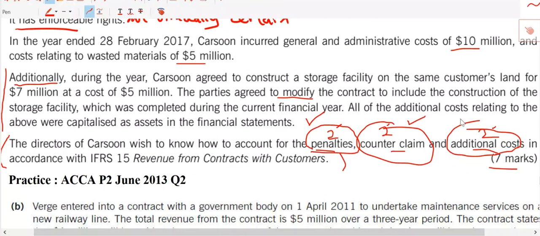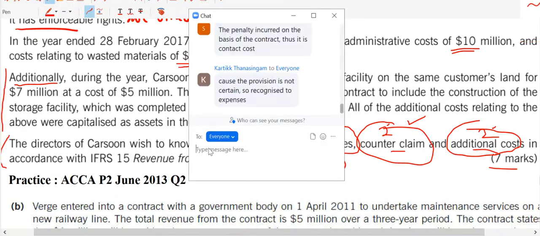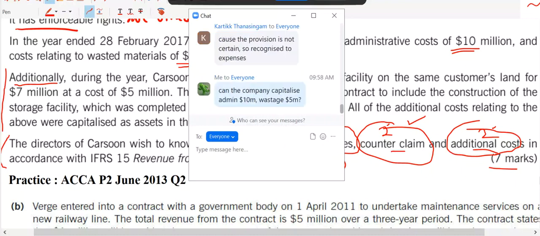All of the additional costs relating to the above were capitalized as an asset in the financial statement. Capitalized. So that means they capitalized 10 million as an asset, and they also capitalized this 5 million as an asset. Oh, very interesting. So can the company capitalize admin 10 million, wastage 5 million? They have done it.